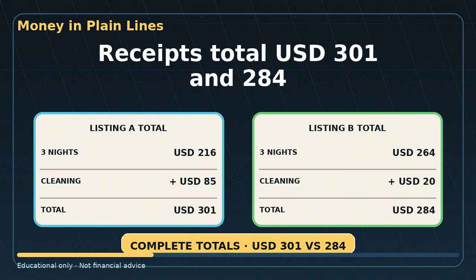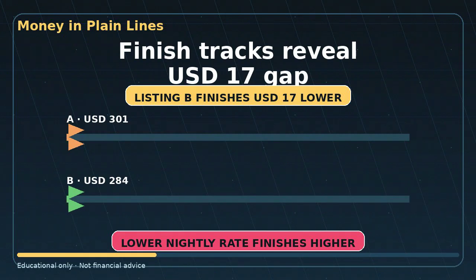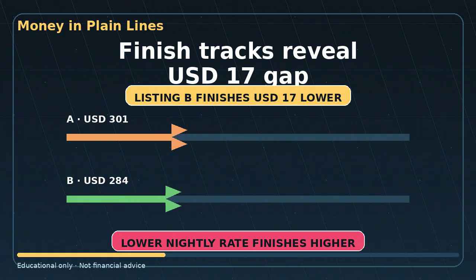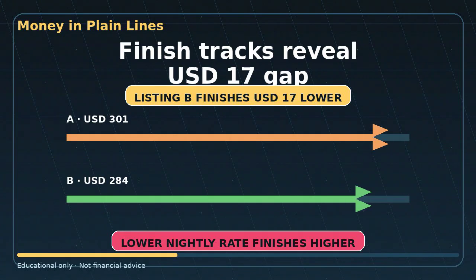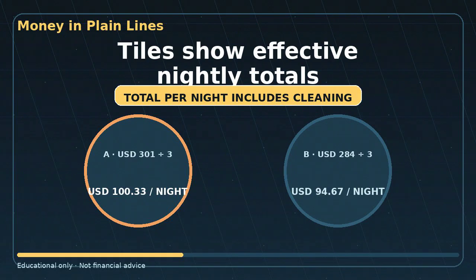Listing A adds a fictional cleaning fee of $85. Listing B adds a fictional cleaning fee of $20. A one-time fee does not repeat with every night in this example, but it still changes the amount due for the complete stay. The gap between the cleaning fees is $65, which is larger than the $48 gap between the base charges. Now reconcile listing A on a receipt.